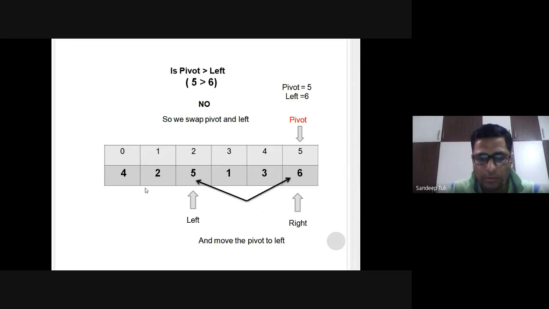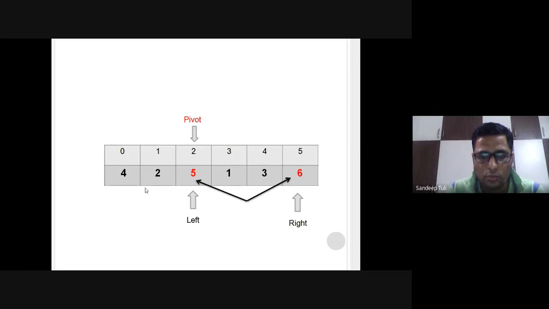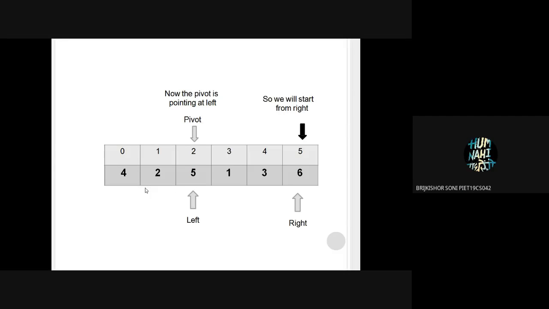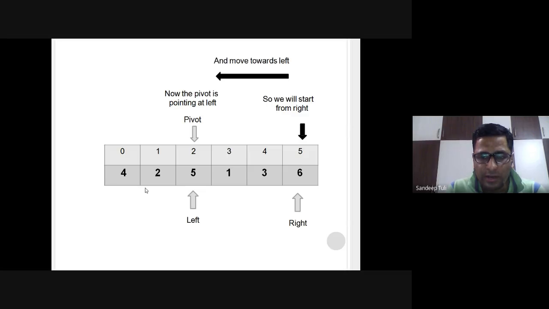So now we are swapping 5 and 6. Then again the pivot element position will change. Now it is 2, because the pivot element is at position number 2 right now. Now we will start from where? Either left or right? From the right we will start, and we will move towards the left direction.